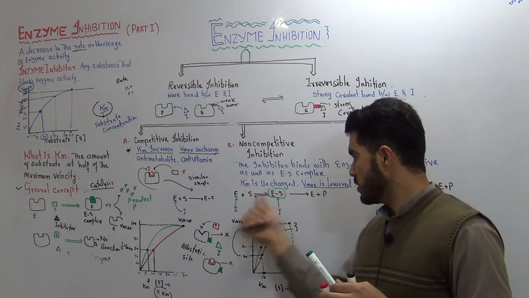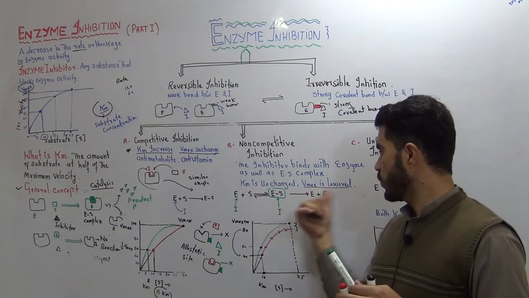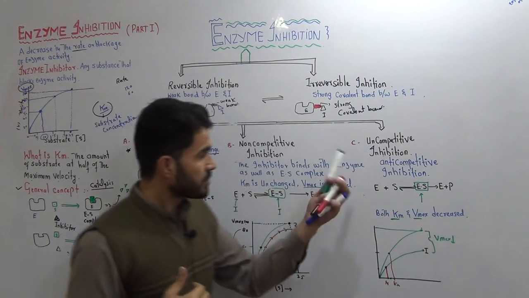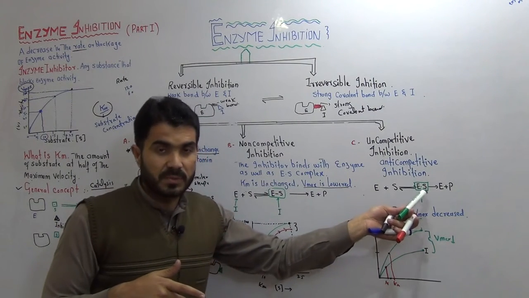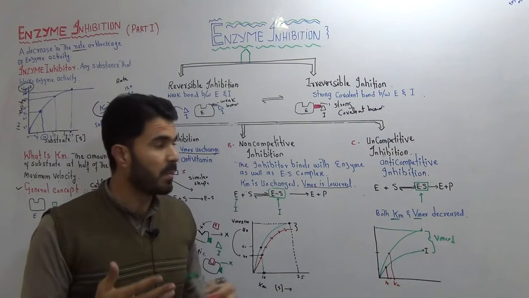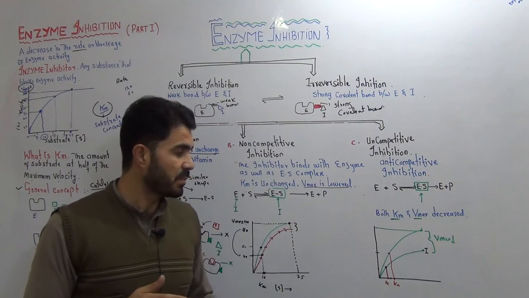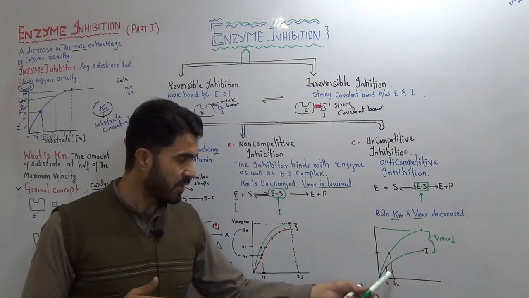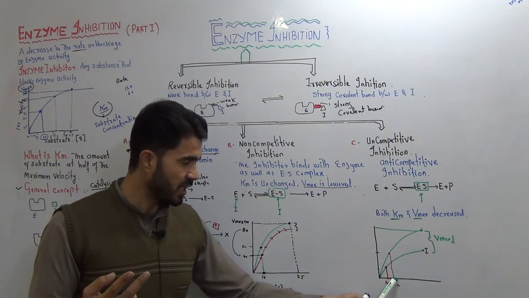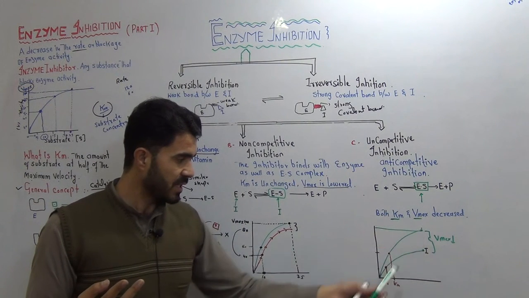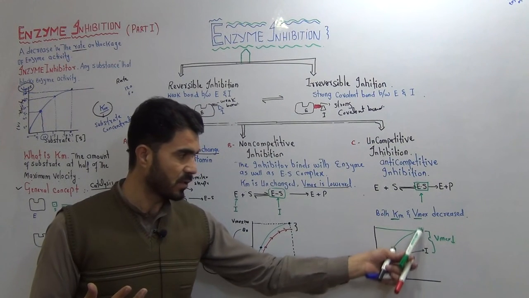And in this situation, what happened? The Km is unchanged, as I just discussed, and the Vmax is lowered. In the third case, uncompetitive inhibition, the inhibitor can only attach itself to the enzyme substrate complex, and both the Km and Vmax will be decreased. So this is the graph telling us the Km. We have 2 Km values: the first Km is for the original case and this one is for the decreased case, and this line shows that the Vmax is also decreased.